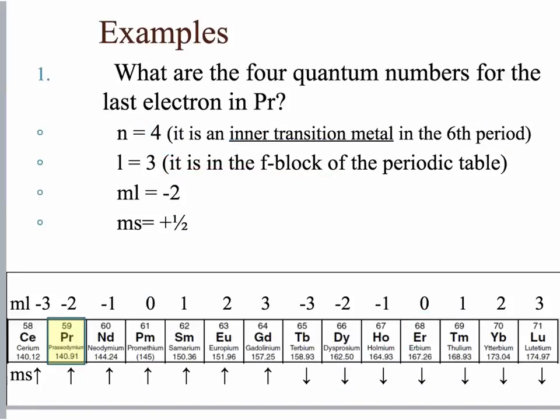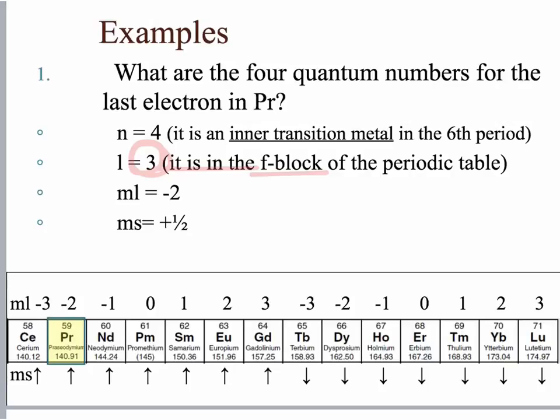Last example here. Praseodymium, kind of an odd one there. This is number 59 on your periodic table. Couldn't resist doing an F block element here. So number 59 is down in the F block. F has a quantum number of 3. So L for praseodymium is 3.